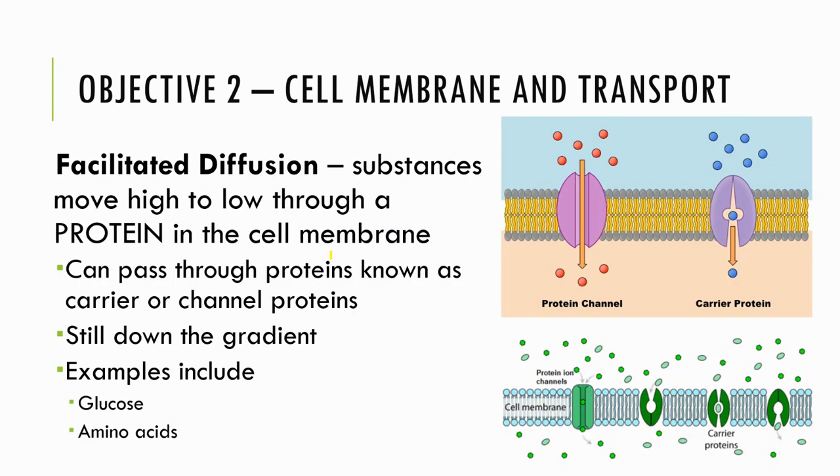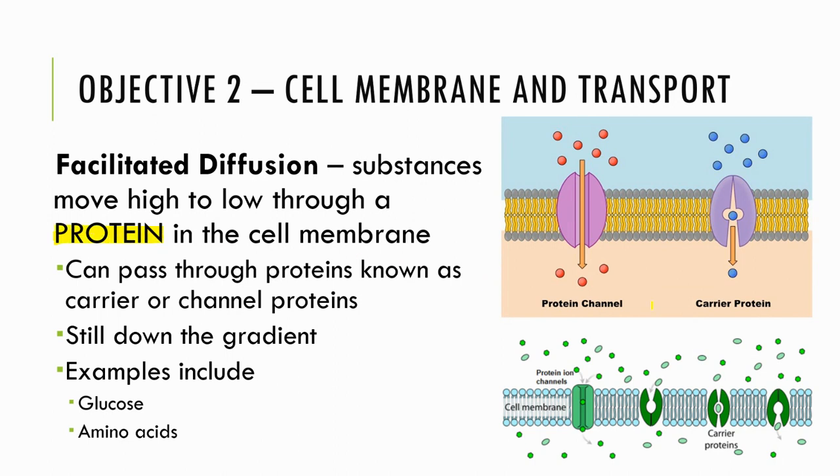Now, the next type of passive transport is facilitated diffusion. Facilitate means to help. So essentially it's still diffusion, high to low, but it's going to require the help of a protein. The key to facilitated diffusion is that the molecules are moving high to low through a protein in the membrane.